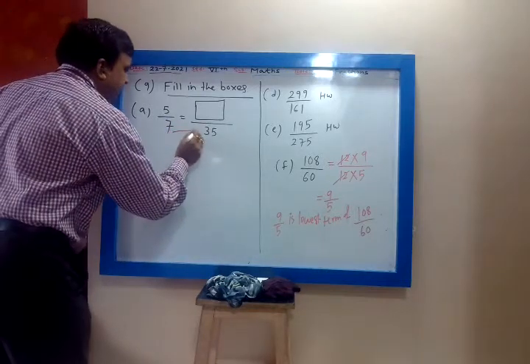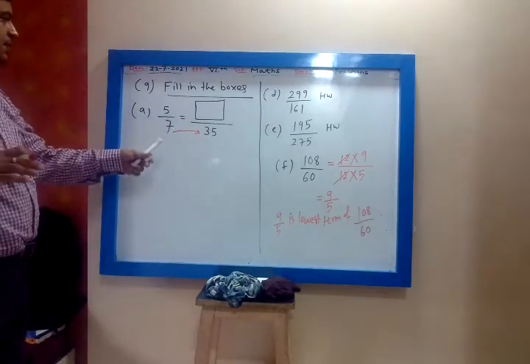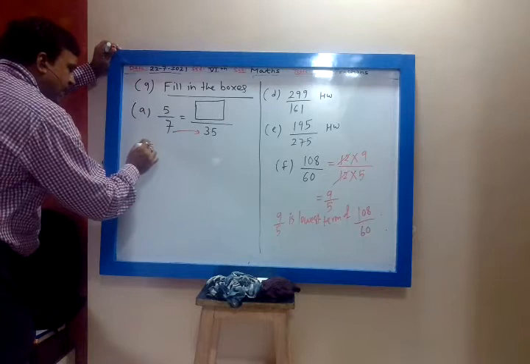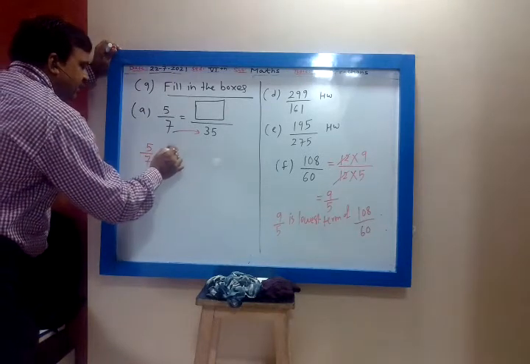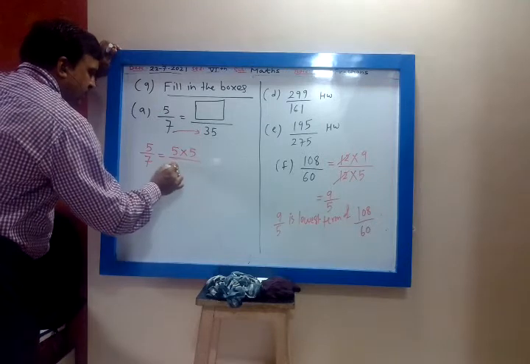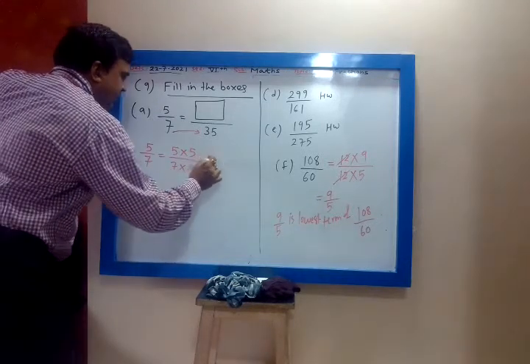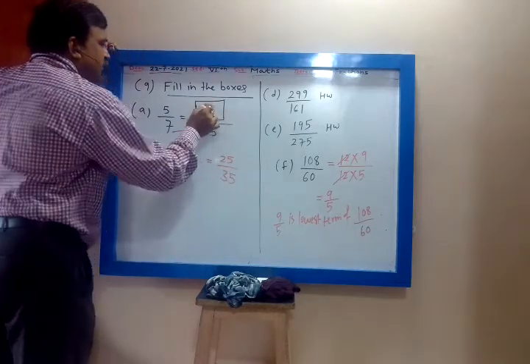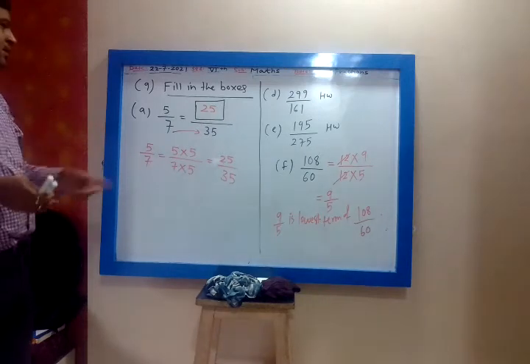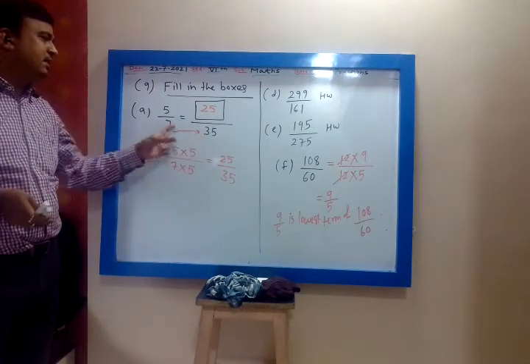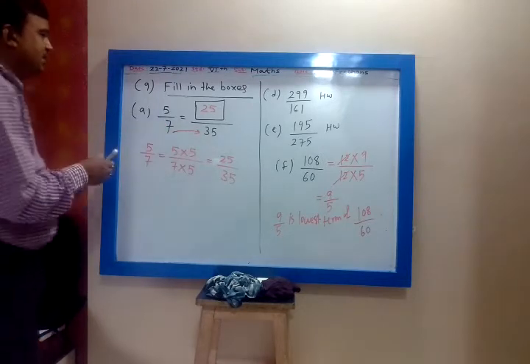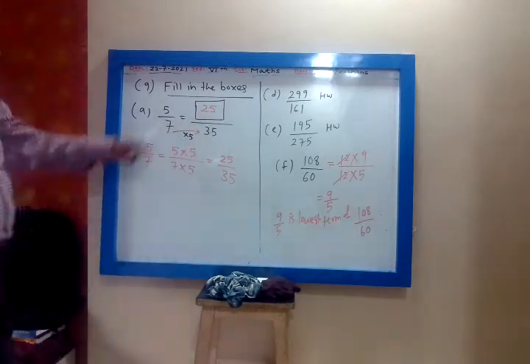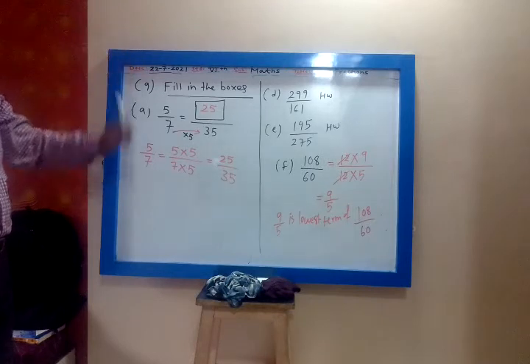So this 7 becomes 35. When will 7 become 35? Multiply both by 5. So that is 5 into 5, 5 5s are 25, 25 upon 35. So the answer is 25. You have to see the denominator. When you multiply 7 by 5, 7 will become 35. So multiply by 5 in the numerator and denominator, you will get the answer.